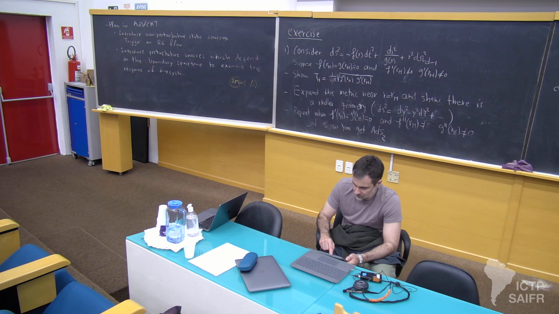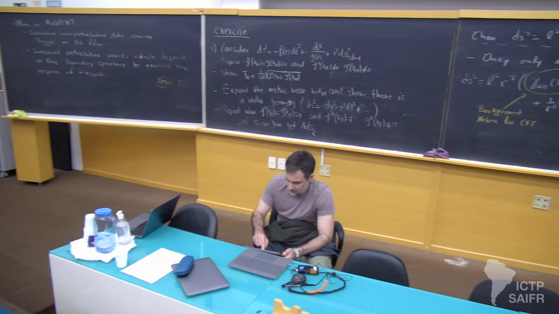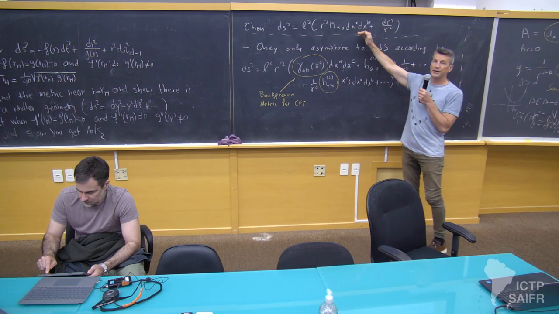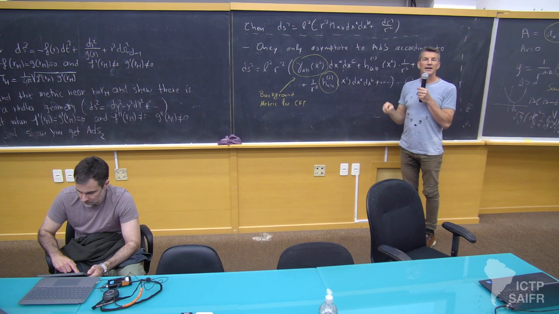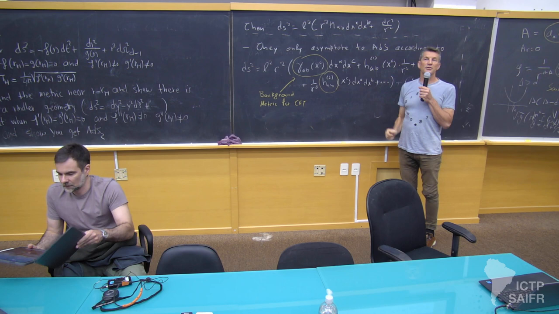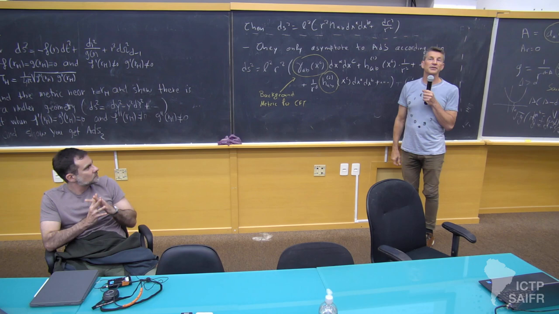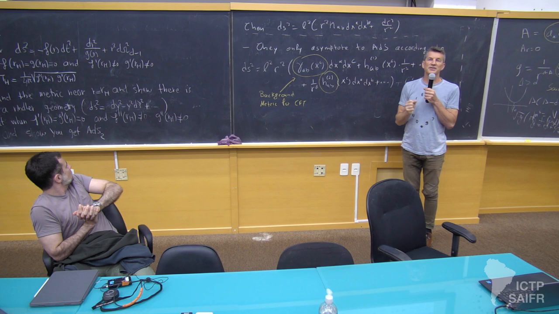This is the usual trick when you want to compute the density of a gas. You put it in a large box, and at the end, you send the box to infinity. So you put in such an infrared regulator. Then you use the same finite volume expressions, like S is A over 4G, and then you take the limit where this goes to infinity. You get something proportional to the volume, and you can read off the density. It is pretty much like in stat mech: you put in a finite volume, do the computations, and then send the volume to infinity.